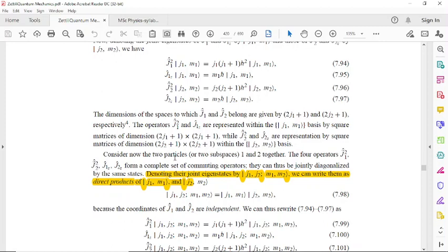Now consider two particles or two subspaces 1 and 2 together. The four operators J1 square, J2 square, J1z and J2z can thus be jointly diagonalized by the same state, denoting their joint eigenstates by. Now we are considering the joint eigenstates of these two particles, 1 and 2, or two subspaces, 1 and 2. Joint eigenstate is ket J1, J2, M1, M2.